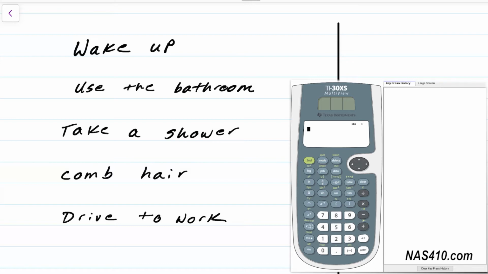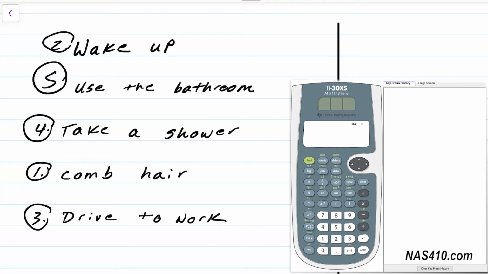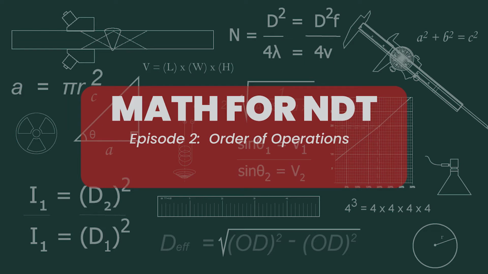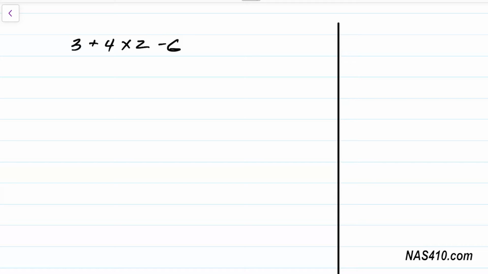And so I think we would all agree that the order in which we complete these steps matters, right? You couldn't comb your hair first and then wake up and then drive to work and then take a shower and then use the bathroom. That just wouldn't make sense. And so the order in which we do things matters. It's the same thing with math.